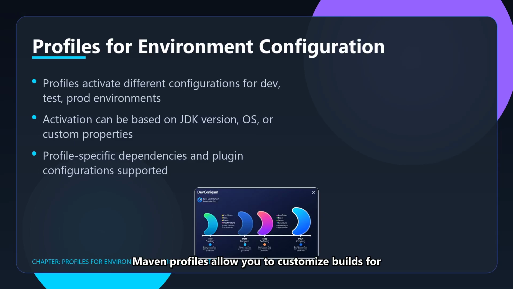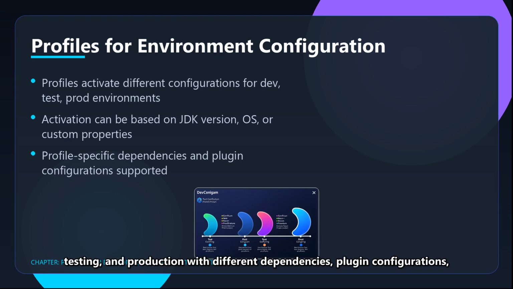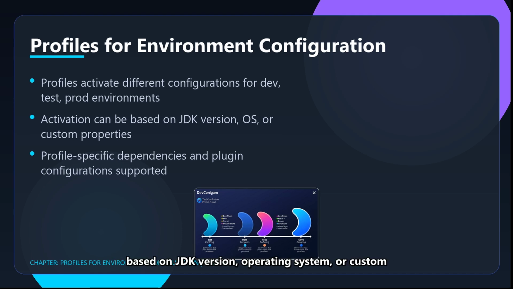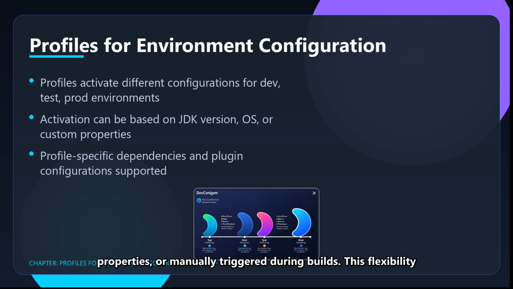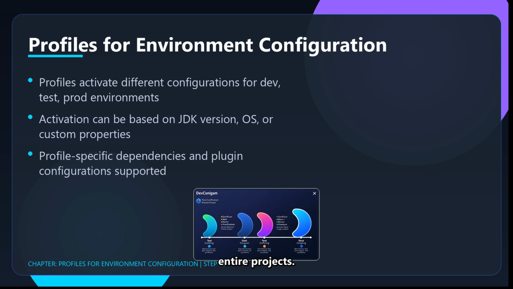Maven profiles allow you to customize builds for different environments. You can define profiles for development, testing, and production with different dependencies, plugin configurations, or resource filters. Profiles can be activated automatically based on JDK version, operating system, or custom properties, or manually triggered during builds. This flexibility is crucial for managing environment-specific configurations without duplicating entire projects.